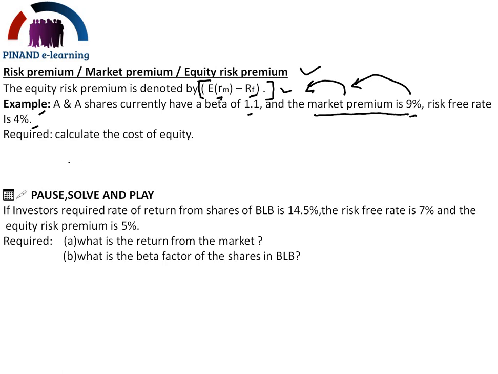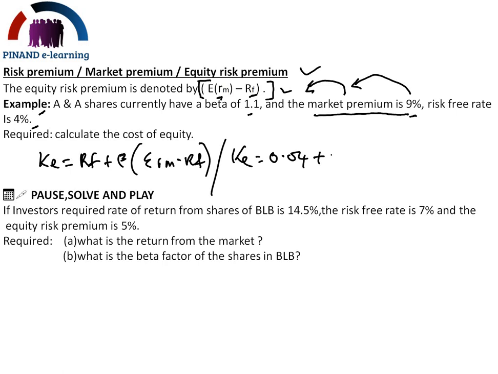Let's see. If we say KE is equal to RF plus the beta, ERM minus RF. Now he has given us what is in the bracket. So KE will be equal to RF. The risk-free rate here is 4%. Put it in decimal, 0.04 plus the beta here is 1.1 into bracket. Now he has given us the risk premium. Everything in the bracket has been given to us, 0.09.